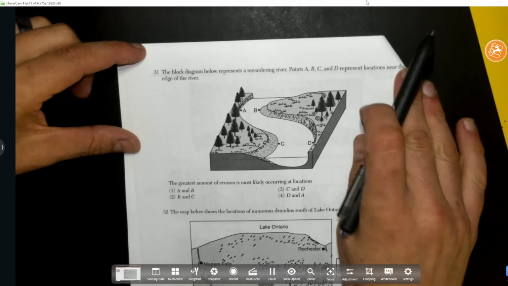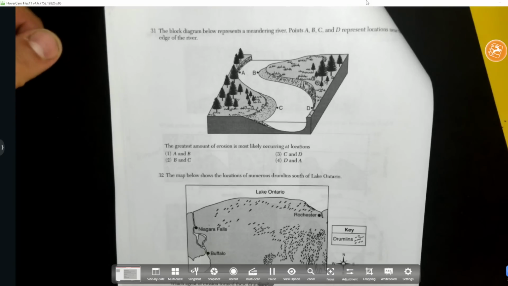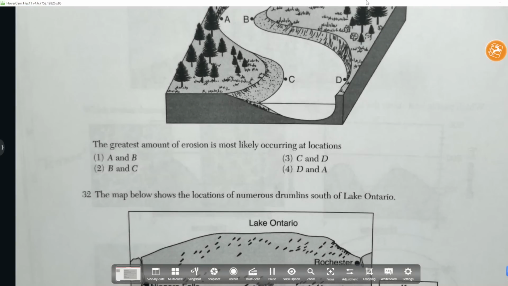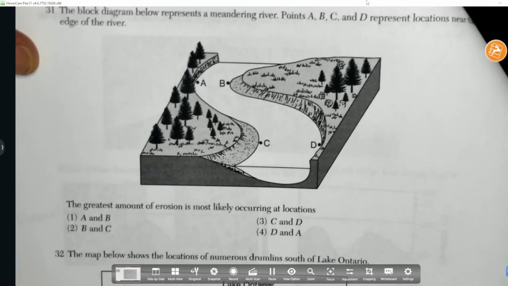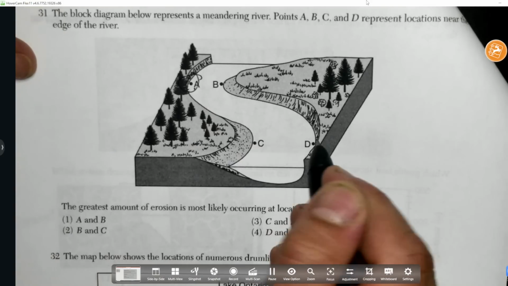31. The block diagram below represents a meandering river. Where does the greatest amount of erosion happen? Remember, when you fall off your bike, you're going to get the most erosion on the outside of your elbow. Same thing with the river. A and D.